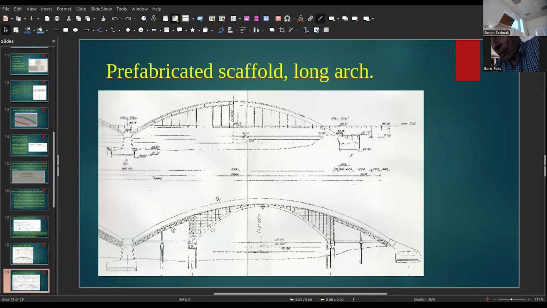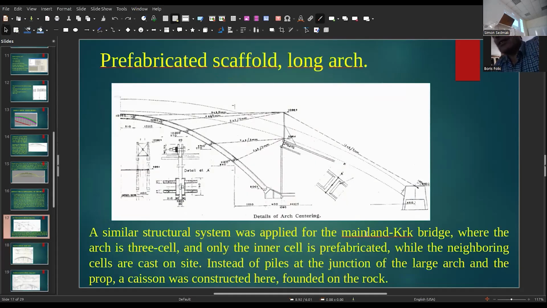This is monotable precast RC arch scaffolding and prop for scaffolding. This is the island. It is a raft for piles, pre-stressed concrete driven in the Danube, left and right, and this is a prop. It is prefabricated scaffolding for the long arch.